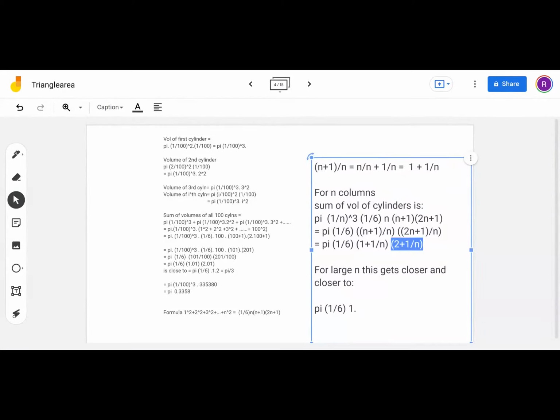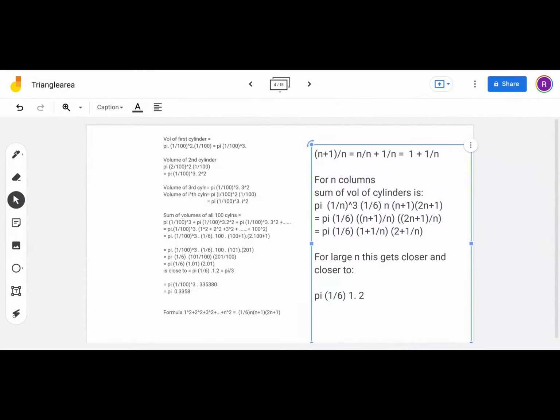So as you make the number of cylinders more and more, this will become very close to pi into 1 by 6 into 1 into 2, which is exactly pi by 3. So did everyone understand how we got the volume of the cone? By taking very small cylinders. You divide up the cone into very small cylinders and you get 1 squared plus 2 squared plus 3 squared, like that till n squared.